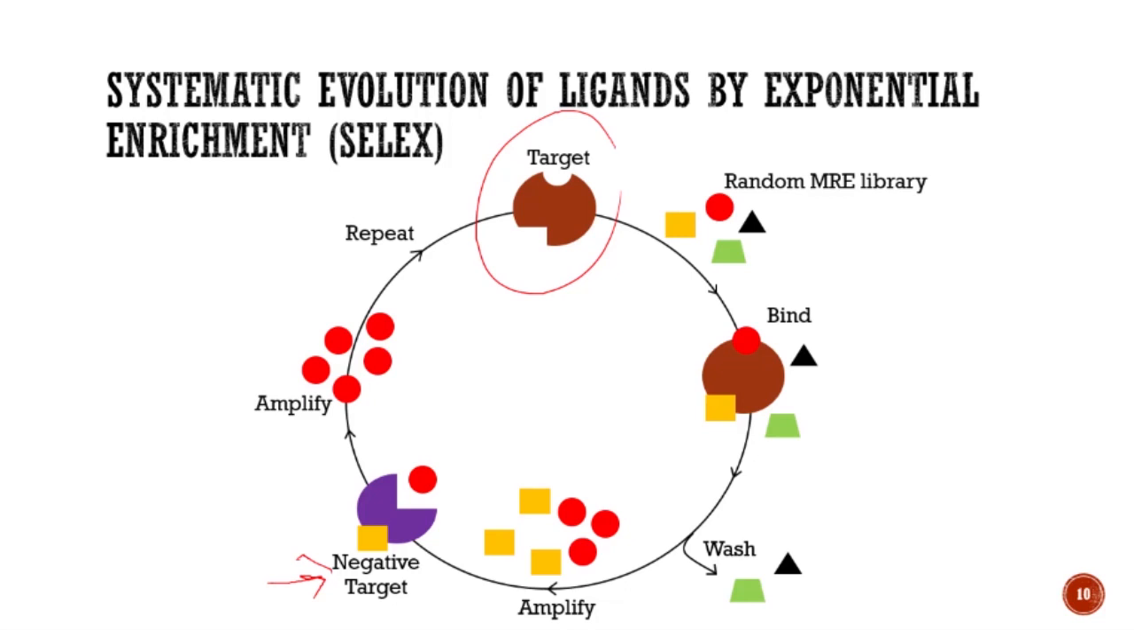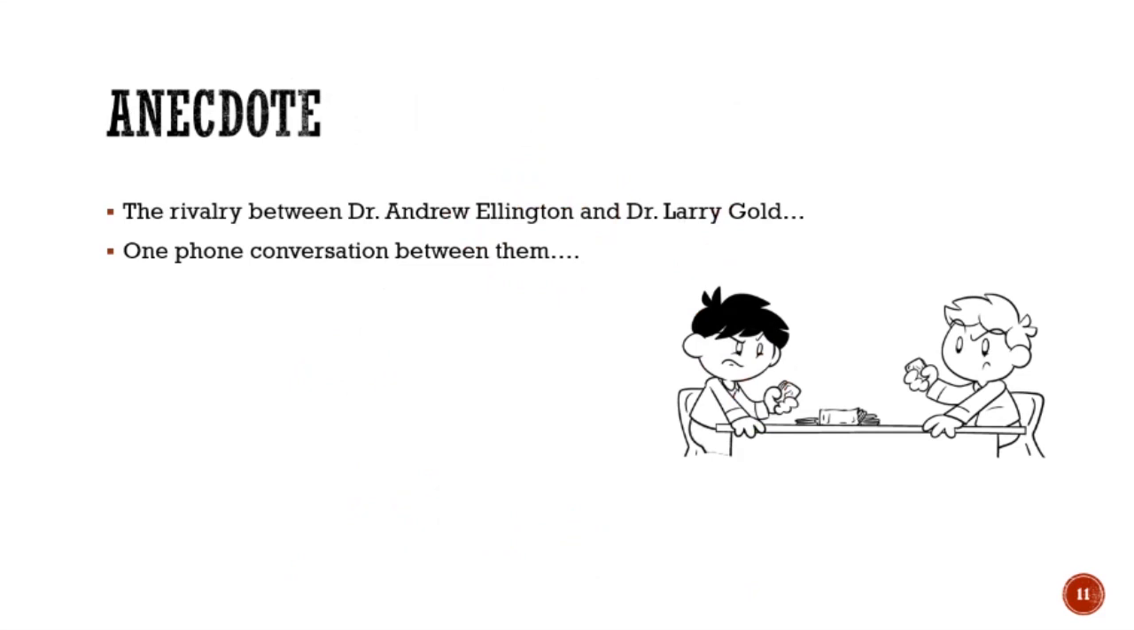Okay, now there is an anecdote story. There has been a rivalry between Dr. Andrew Ellington and Dr. Larry Gold. Now, Dr. Szostak, he got a prize, right? He knew he was going to get a prize, really. He's a very prominent figure. He doesn't care about money, and he was in Harvard at the time, so he really doesn't need that type of money.